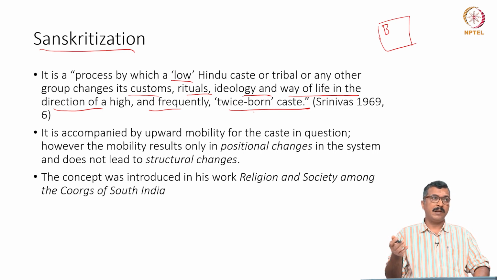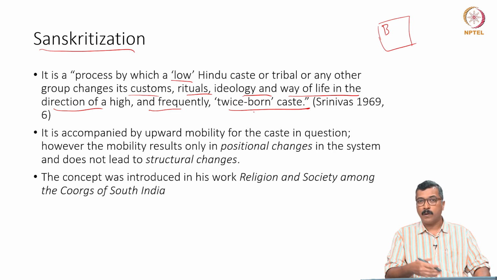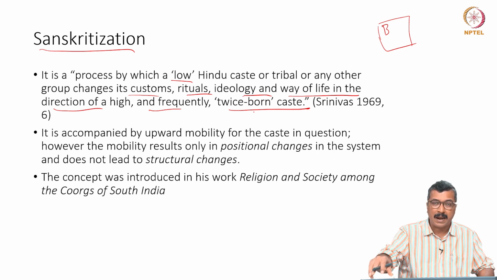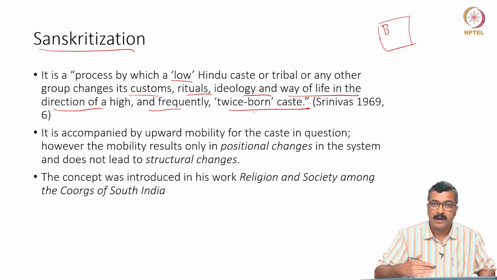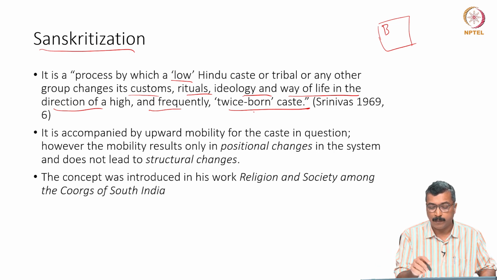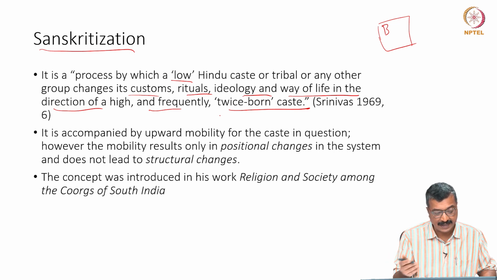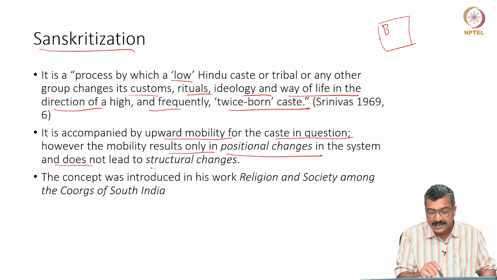Another example could be the prohibition of widow remarriage. In communities where widow remarriage was freely allowed, that is being restricted, or more restrictions were imposed on widows and women, and then child marriage, the prevalence of child marriage. So a host of practices that were followed by the Brahmins or upper caste people are now being adopted by this particular group, with a hope that their ritual status might be enhanced. It is accompanied by upward mobility of the caste in question. However, the mobility results only in positional changes in the system and does not lead to structural changes.